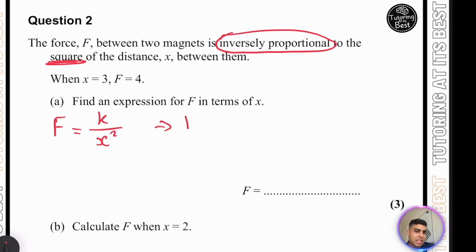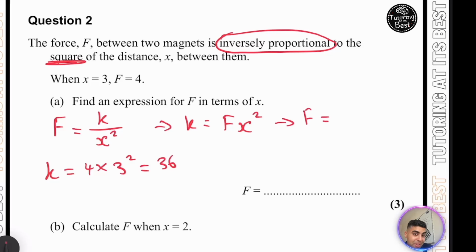And this will essentially give us k equals F x squared. So if x is 3 and F is 4, this gives us k equals 4 times 3 squared, which is 36. So we can essentially say in this form that F will equal 36 over x squared. And that is our answer.